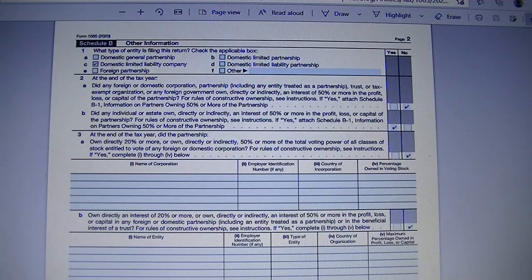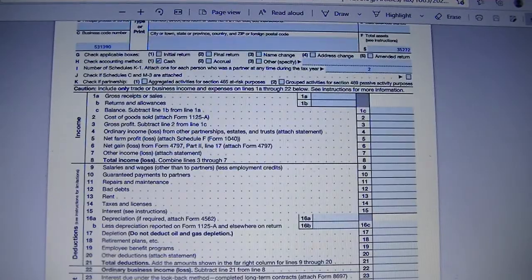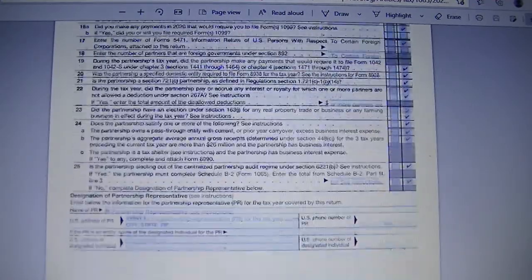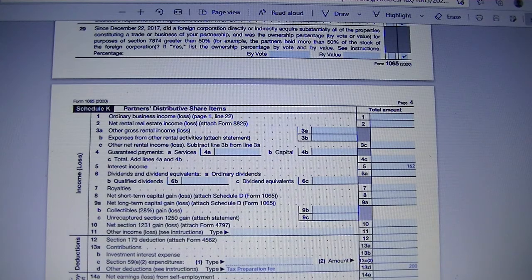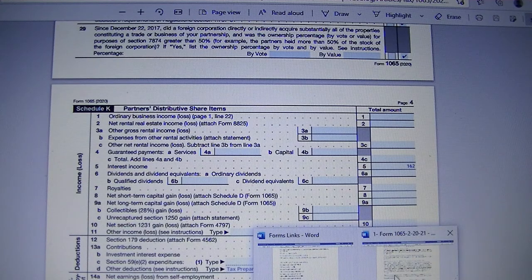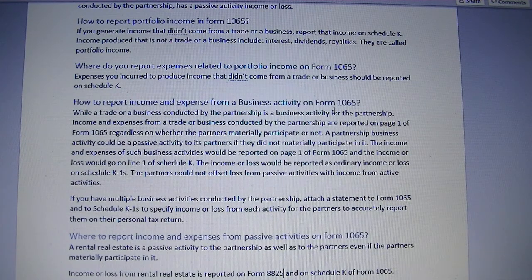And you'll move to Schedule B. So if you are wondering whether you should complete Page 1 or Schedule K, we are going to skip Schedule B a little bit, but the thing is, if you have activities that are considered portfolio income, or you have activities that are passive to the partnership and the partners, they will go on Schedule K. So a passive activity is an activity that is passive to the partners but not the business.